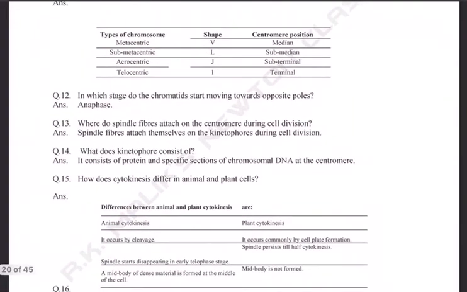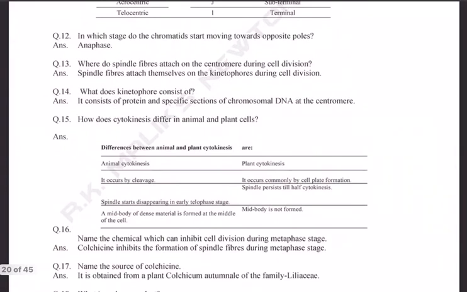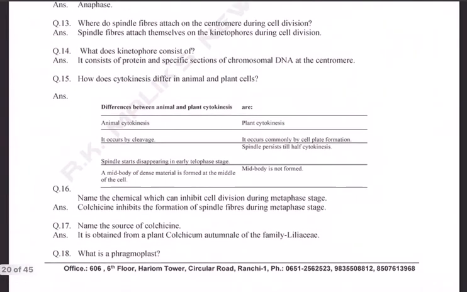Question 15. How does cytokinesis differ in animal and plant cells? In animals, cytokinesis occurs by cleavage. In plants it occurs commonly by cell plate formation. The spindle persists till the end of cytokinesis in plants, whereas in animals the spindle starts disappearing in early telophase. A mid-body of dense material is formed at the middle of the cell in animals, whereas a mid-body is not at all formed in plant cells.